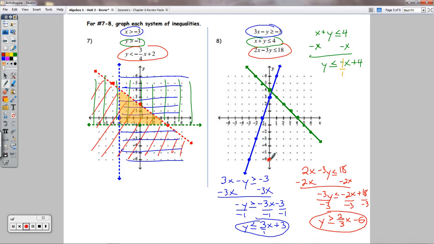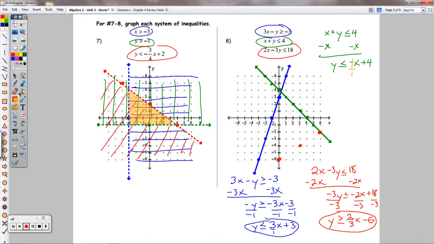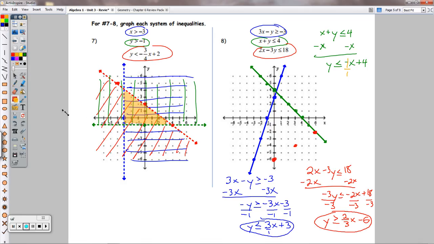Go down to -6, and then go up 2, right 3. Up 2, right 3. And again, a solid line because or equal to is an option. Let me do that in red. There we go. And now let's take care of the shading.